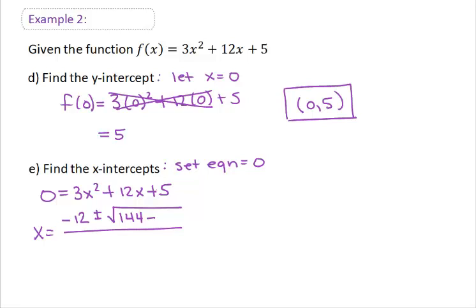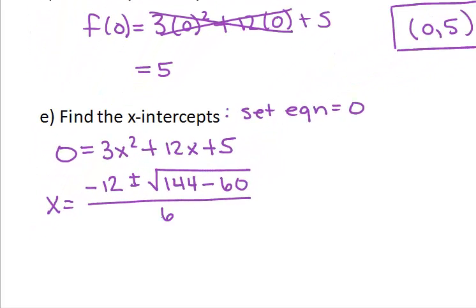4 times 3 times 5, or 60. And that's all over 2 times a, 2 times 3, which gives me 6. So 144 minus 60, and my square root gives me 84.